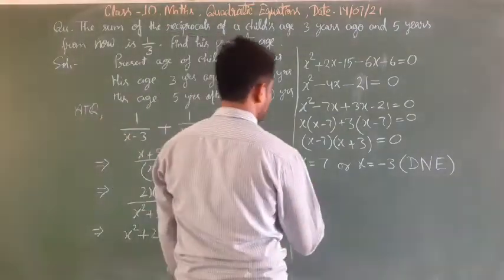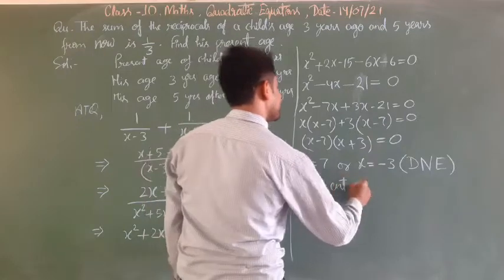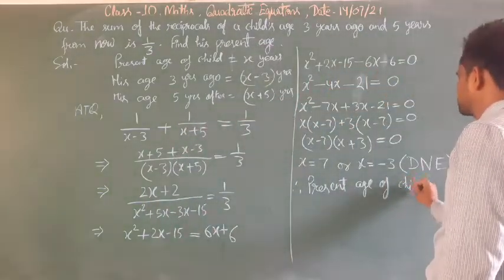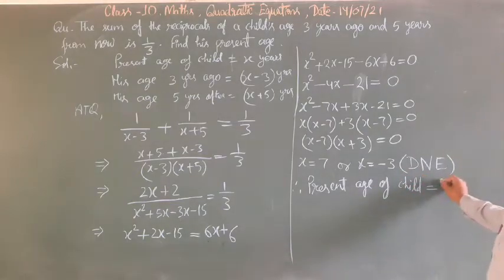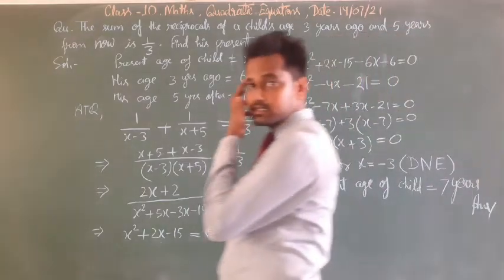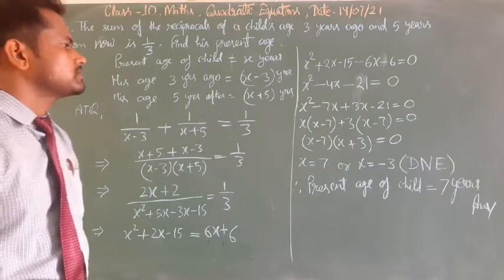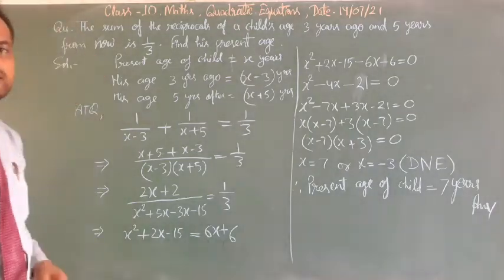So therefore the present age of the child is equal to 7 years. That is your answer. So pause the video and note it down.